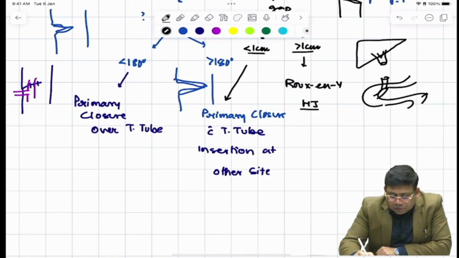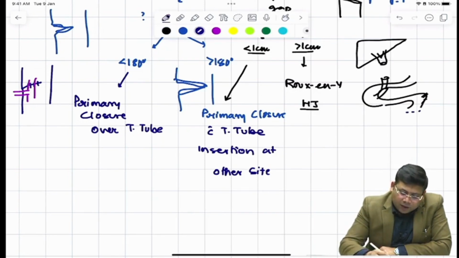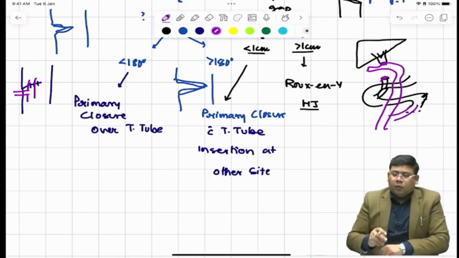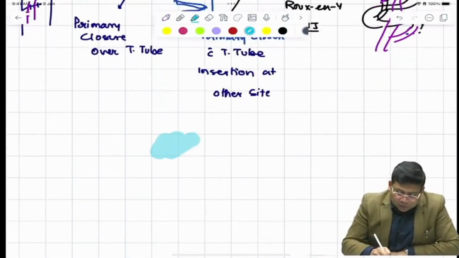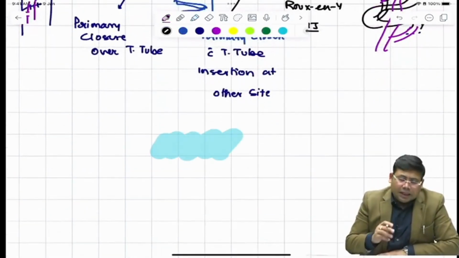So at first, leaving the first jejunal arcade, you will divide the jejunum, bring this jejunum up, and do the anastomosis. Remember to close this end, and this is what is Roux-en-Y hepatico-jejunostomy. So this is what is very important when we talk about biliary injury.